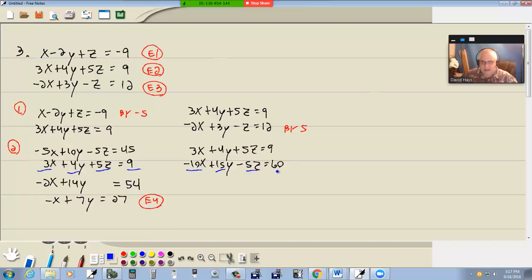Well, let's add these equations together. 3x minus 10x is -7x. 4y plus 19y is 19y. 5z minus 5z cancels. 9 plus 60 is 69. Boy, these numbers are coming out strange. Appears to be right, though. Now this, I cannot divide everything by the same number, so this will be E5.